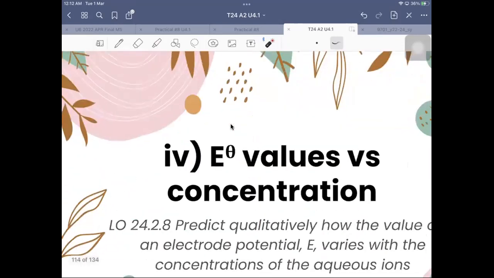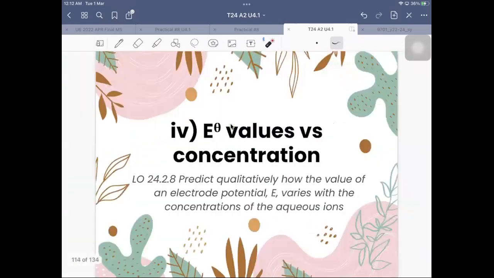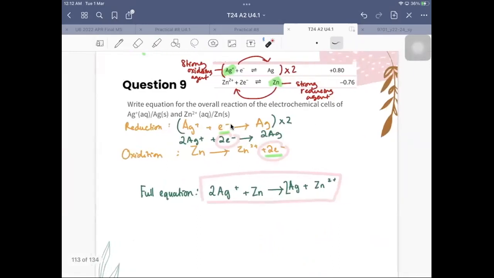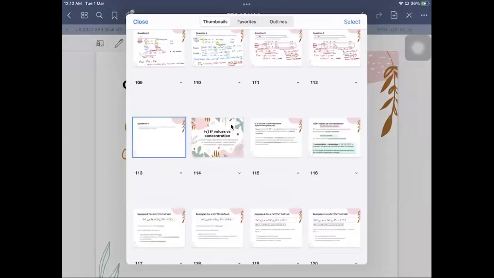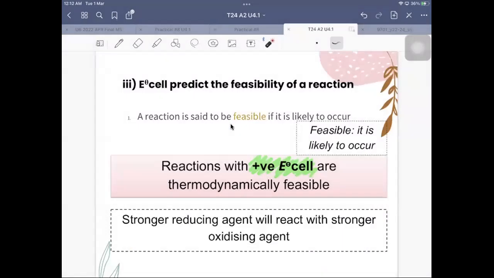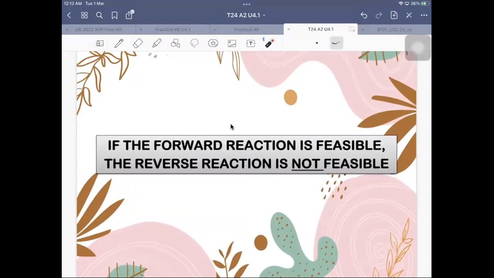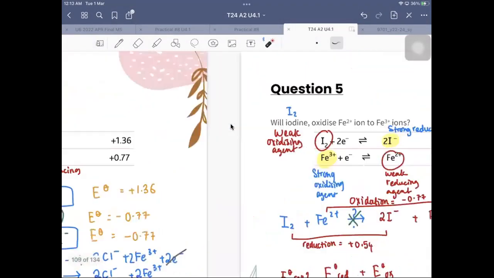Just one last slide. Oh, no, no. So the points of this exercise are, we go back to this slide here. Okay, so a positive E cell means they are feasible. A stronger reducing agent will react with a stronger oxidizing agent. And also, if the forward reaction is feasible, then the reverse reaction is not feasible. And this is also true for the opposite. If the forward reaction is not feasible, then the reverse reaction is feasible.